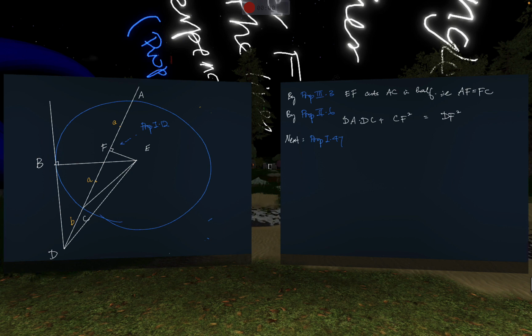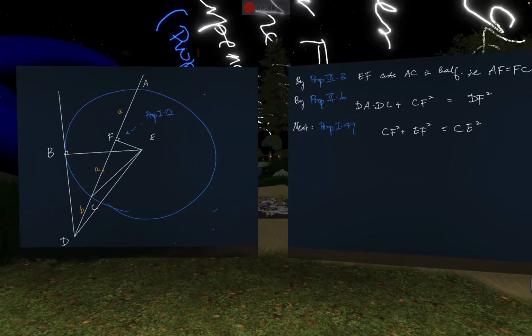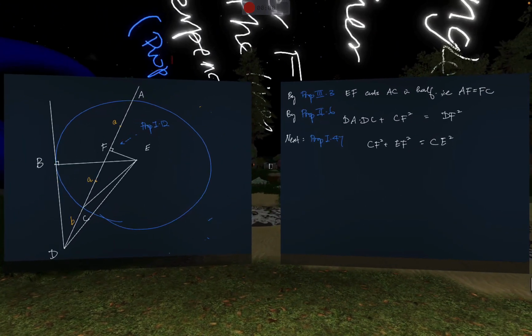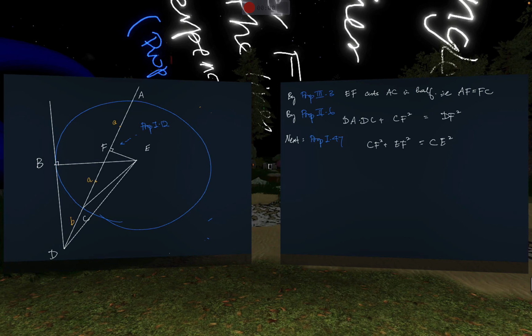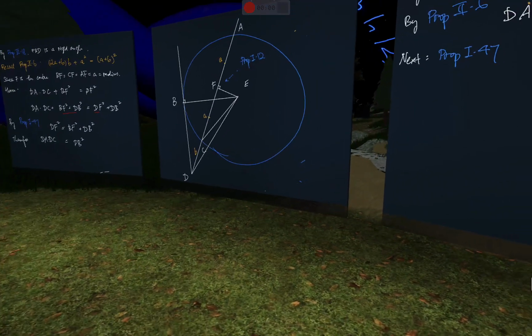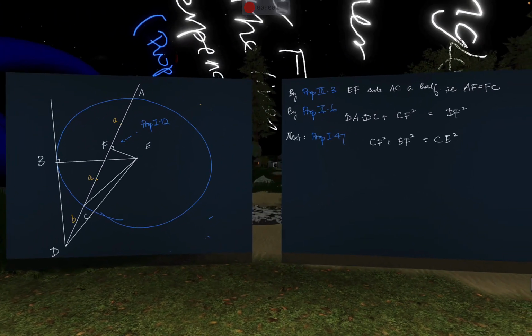So CF squared plus EF squared is equal to CE squared. You can look at the diagram and see it's a little triangle, CFE. It's a right angle triangle because we dropped the perpendicular EF, right? That's a perpendicular. So we have a right angle triangle. I'll figure out which one's A later.